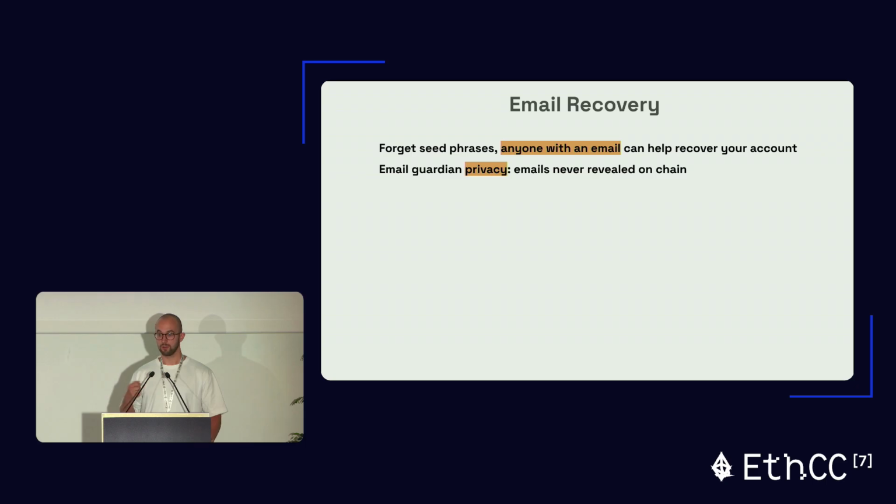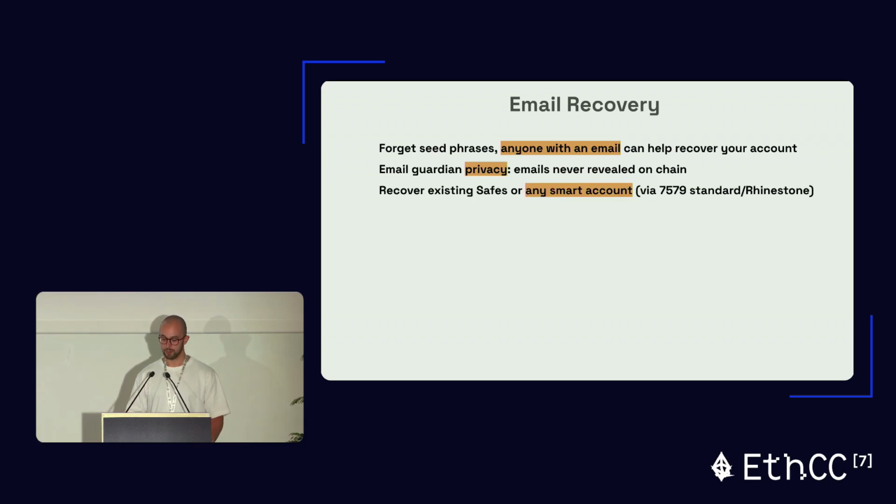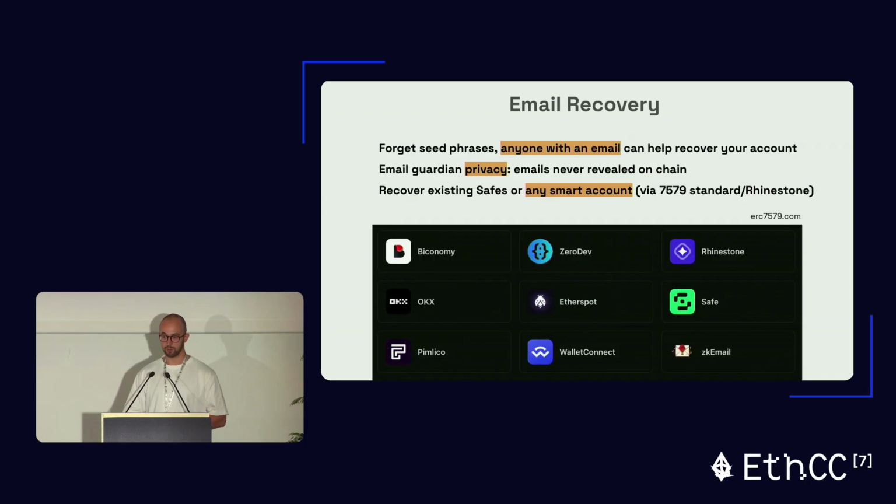Importantly, the email is never revealed on chain, so Guardian privacy is preserved. And to make this work, we're using a really cool ERC called ERC 7579. And this is a standard for modular smart accounts that allows developers to add additional functionality to smart accounts via the use of so-called modules. So shout out to the Rhinestone team for helping us make this integration. And we're really excited to be part of this really quickly expanding ecosystem.